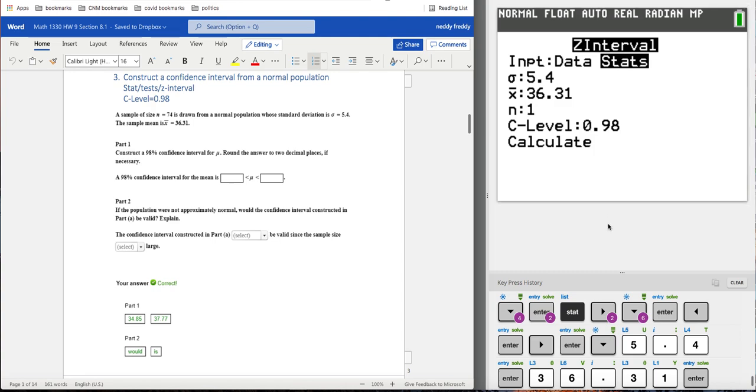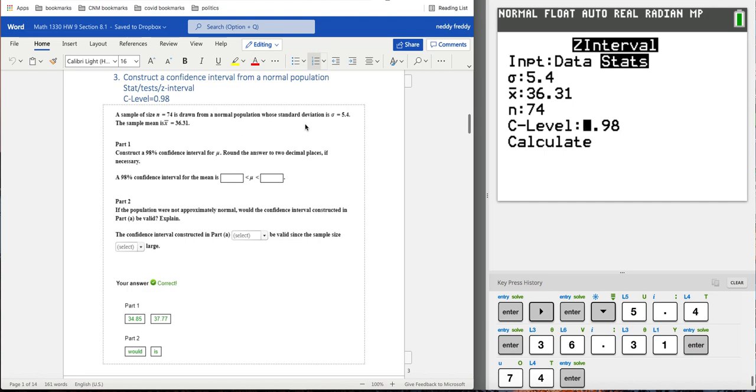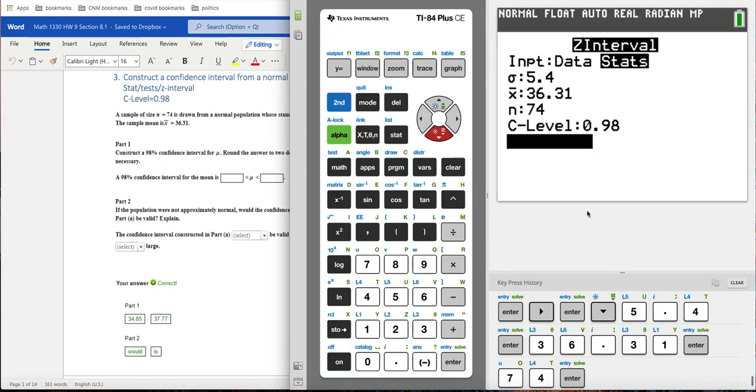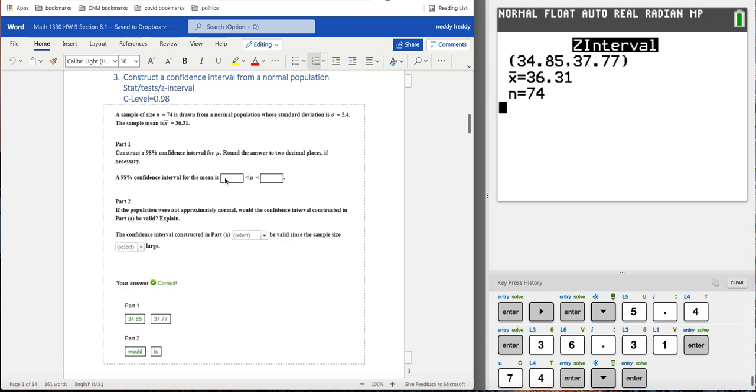N is your sample size, 74. And C level is confidence level, and that just has to be converted from a percent to a decimal. So 98% is 0.98, like I conveniently already have here. And then when I calculate, the answer is this part up here in parentheses. It gives me the lower limit and the upper limit of the confidence interval, and that's exactly how they want it entered here. So you'd put in the 34.85 in the left box and the 37.77 in the right box.